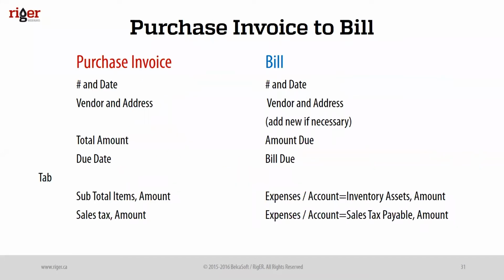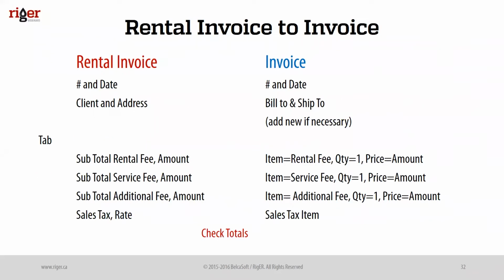So how does a purchase invoice differ from a bill in QuickBooks? In RigER's purchase invoice we have the number of the document and date, the same as in a bill; vendor and address, also the same; total amount and amount due; and due date, and bill due. We are showing this just to give you an understanding that despite the different names, the information is pretty much the same. The same goes for rental invoices and invoices in QuickBooks.